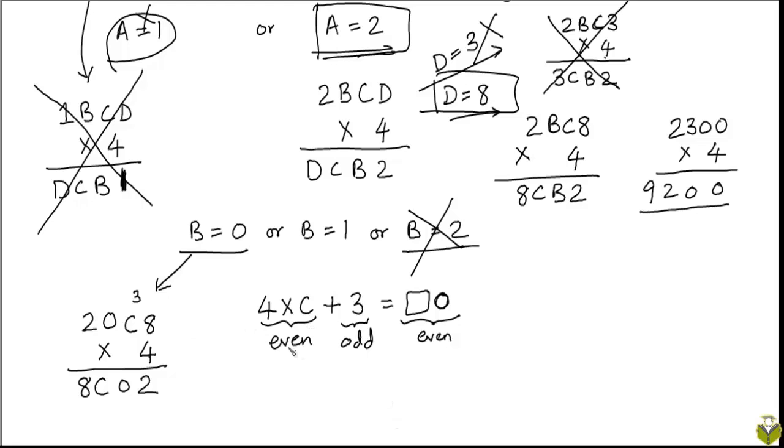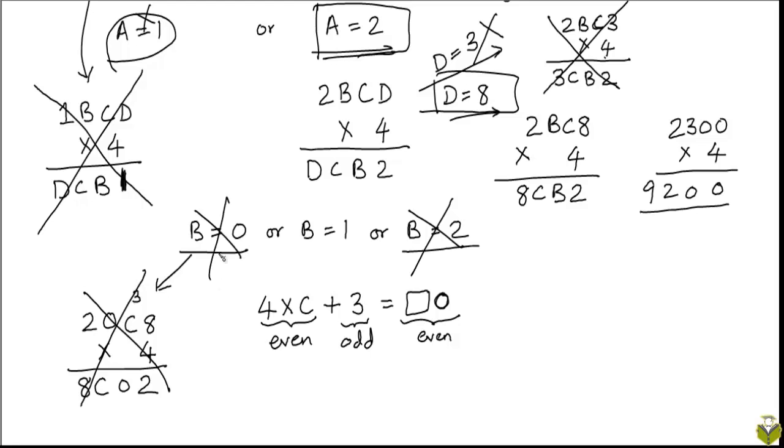4 times c must be even, and an even number added to an odd number cannot be an even number. An even number plus an odd number must be an odd number. So this is one way to reason that we can never get a legal value for c here, but another way to do it is you can just substitute different possible values for c, from c could be either 1 or c could be 3, 4, 5, 6, 7, 8 or 9, and for each of those values of c you will find that when you multiply that value by 4 and add a 3, you never get a 0 in the units place. So this route does not lead us anywhere either.